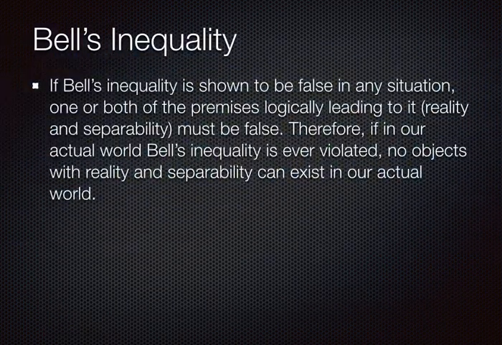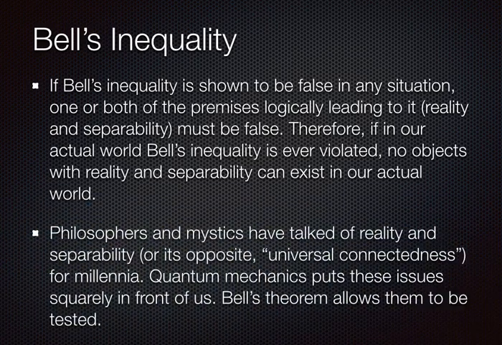So if Bell's inequality is shown to be false in any situation, one or both of the premises logically leading to it, meaning reality and separability, must be false. Therefore, if in our actual world Bell's inequality is ever violated, no objects with reality and separability can exist. So it's just setting it up.